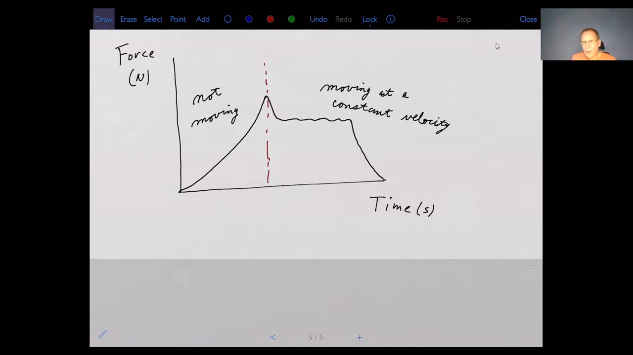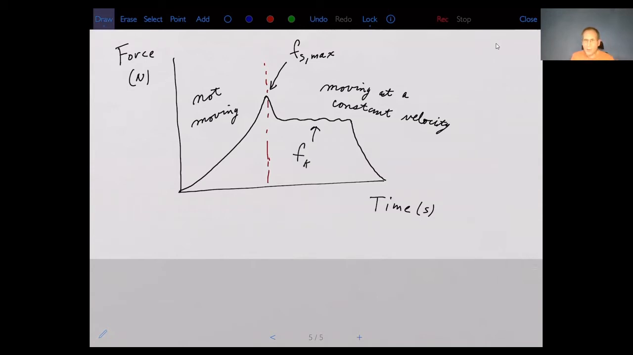Okay, so how do I get those measures of Fs max, the maximal static frictional force, and the kinetic frictional force? Well, the peak of this graph right here, that peak, that is Fs max. So when I did that graph, I found the peak of the graph. And then the average of this plateau, somewhere in here, that's when I'm pulling at a constant velocity, that's Fk.